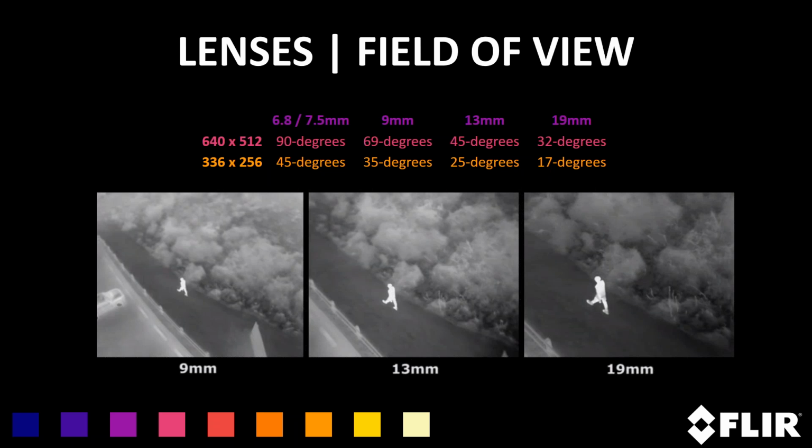Here you can see the comparison of a man walking and how the 19mm on the right-hand side provides a much clearer image, but it almost has a soda straw effect where you're only seeing a very small amount of what's going on around them. I'll be talking about this in a little bit more detail shortly, but at the top you can see the field of view, how it changes from different lenses and different resolutions.